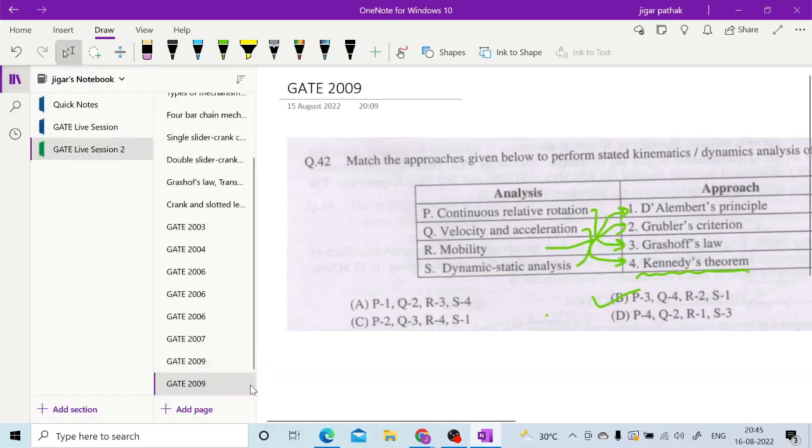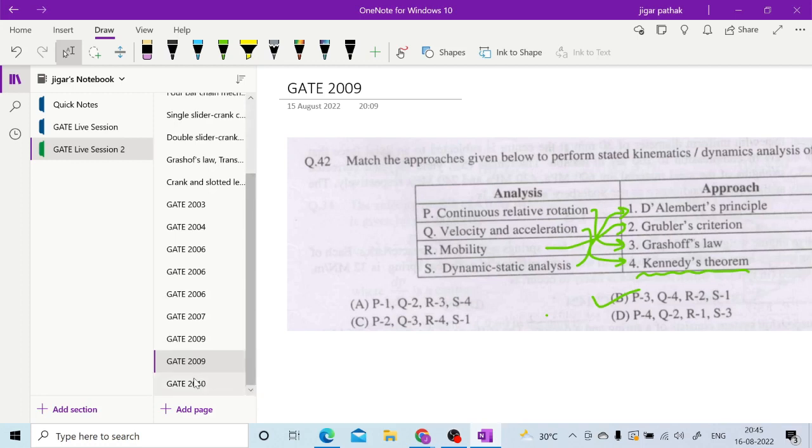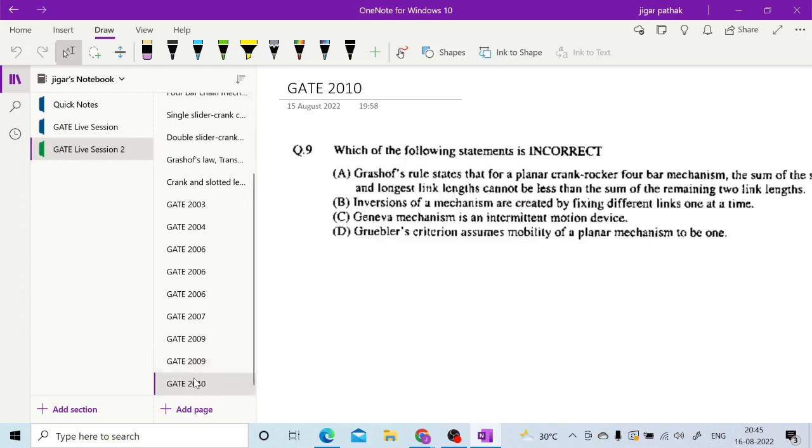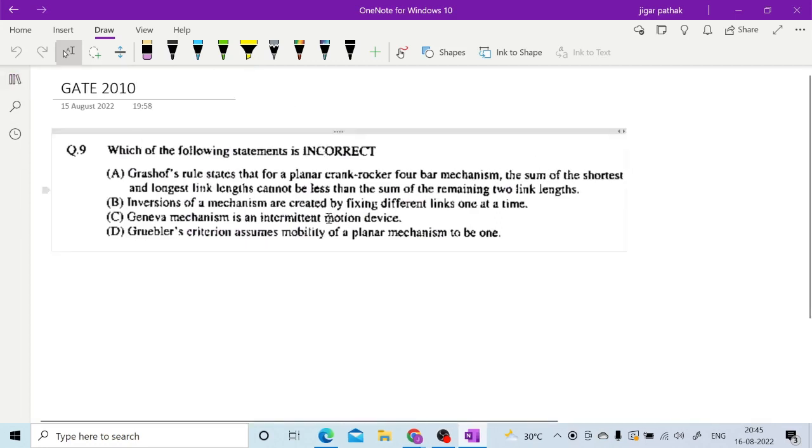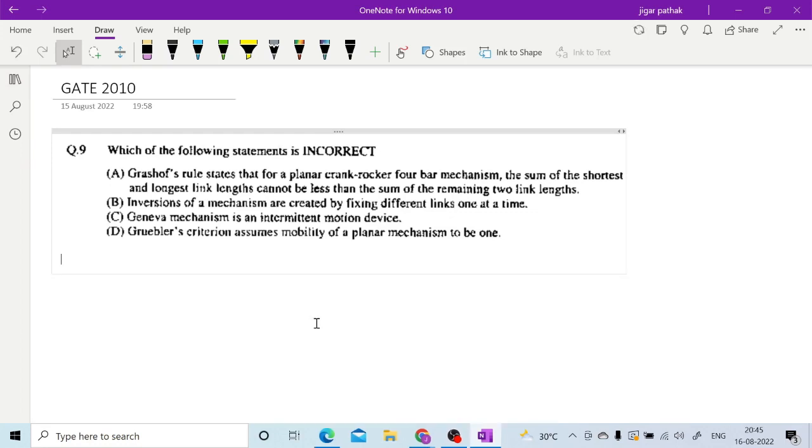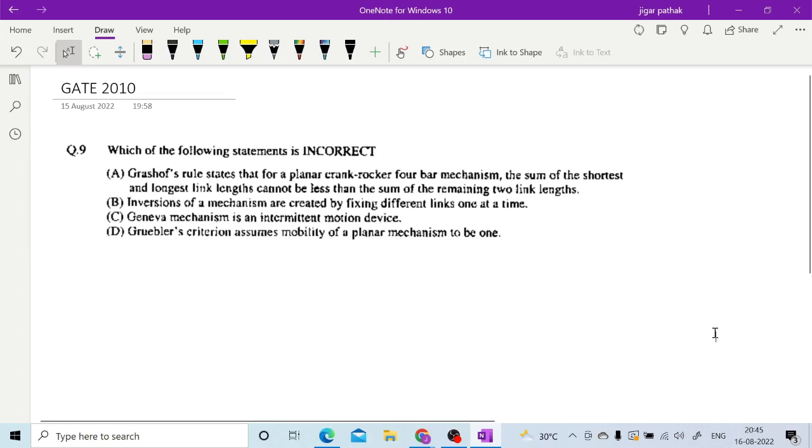And this is the last one. Let us see the last one. This is also very simple. Which of the following statements is incorrect? Can anyone answer? Anyone of you? A. A is the incorrect statement. Correct. Okay.